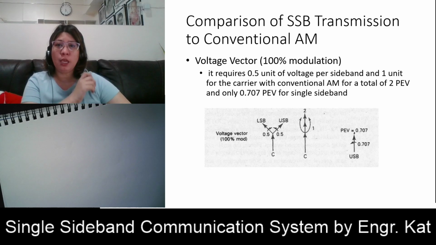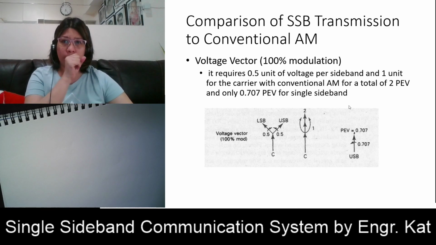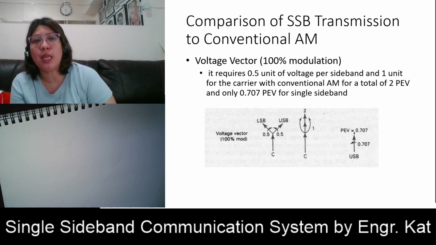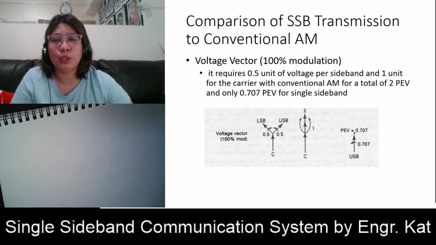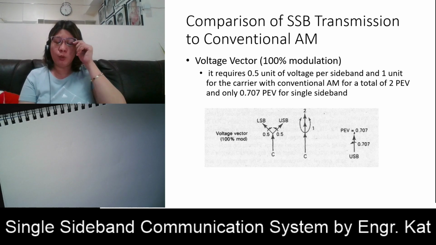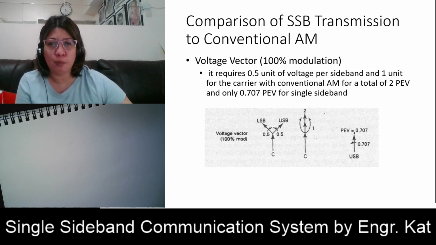Okay, so we have here your voltage vector at 100% modulation. It requires only 0.5 unit of voltage per sideband and 1 unit for the carrier with conventional AM, for a total of 2 PEV. So PEV is peak envelope volts, and only 0.707 PEV for a single sideband. Okay?